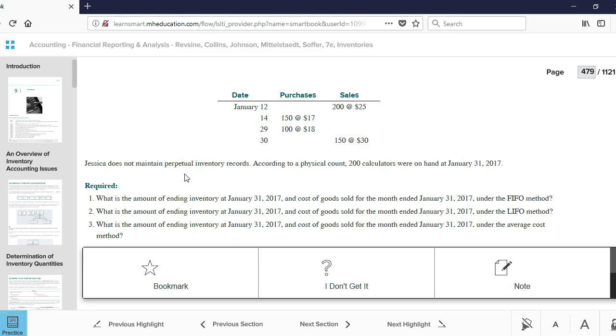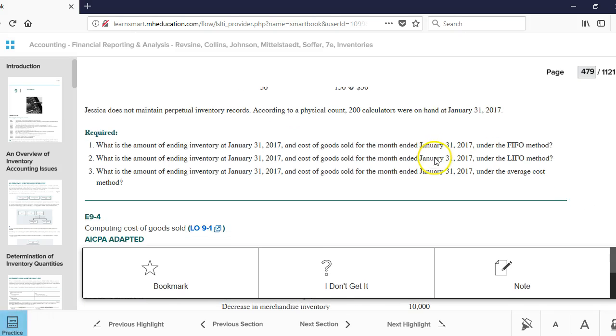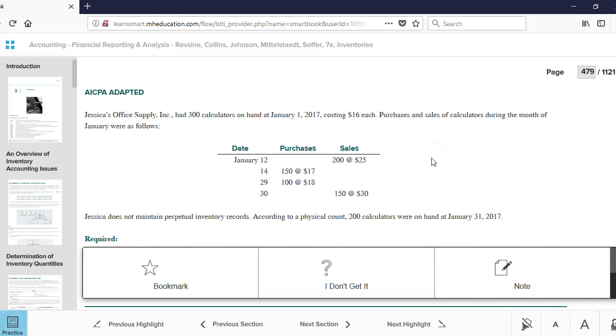They do not maintain perpetual inventory records, right? So that's using periodic then. And according to a physical count, there were 200 calculators left over at the end of the month. So now the question is, what is ending inventory and cost of goods sold for FIFO, LIFO, and average cost? So all three. So this is kind of the base data. They start out with having 300 at $16.